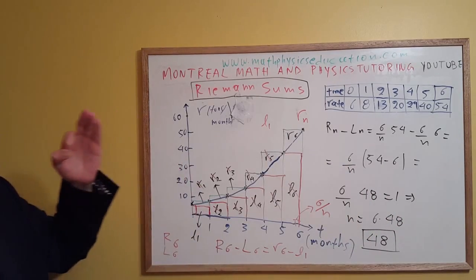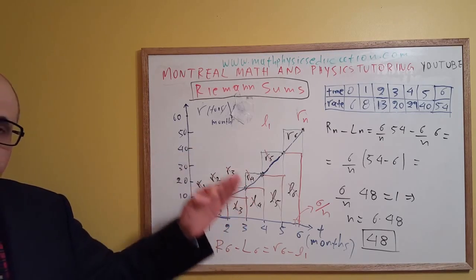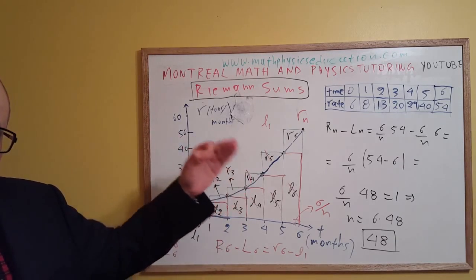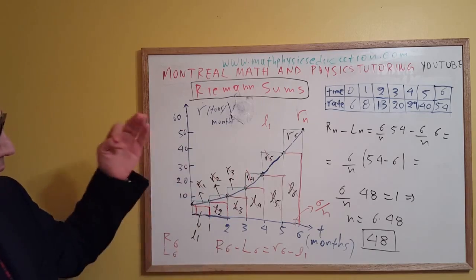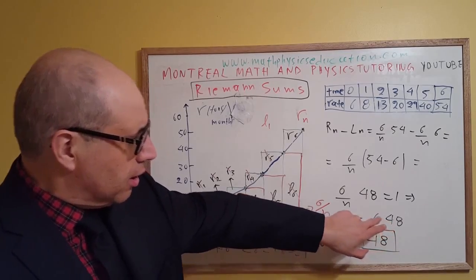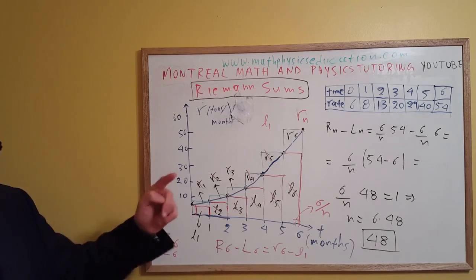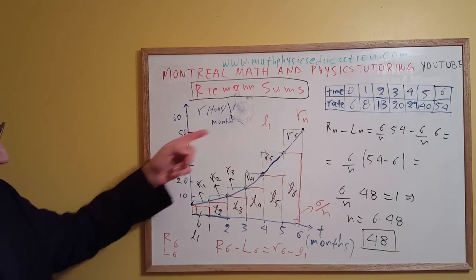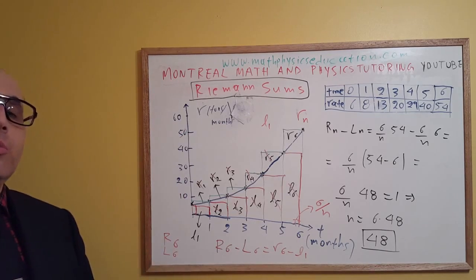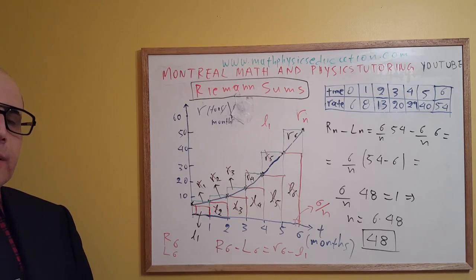So again, the question here was how many times per month we have to take measurements for the pollutants. Since we find that n is equal with 6 times 48, and we have 6 months, that means we have to take 48 measurements per month in order to have the outcome that we want, which is the difference between the overestimate and the underestimate to be equal exactly with 1 ton.